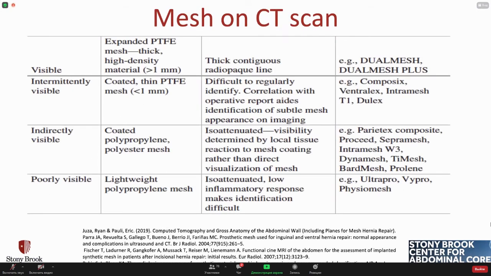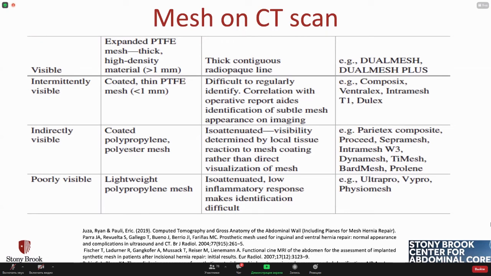So I'm not going to go over this in the interest of time. I'm not going to go over this in detail. But again, this is available and it's out there. Take a screenshot of this, or look at the references, or they'll all be available. But this will give you a good idea in terms of what meshes are visible to poorly visible.